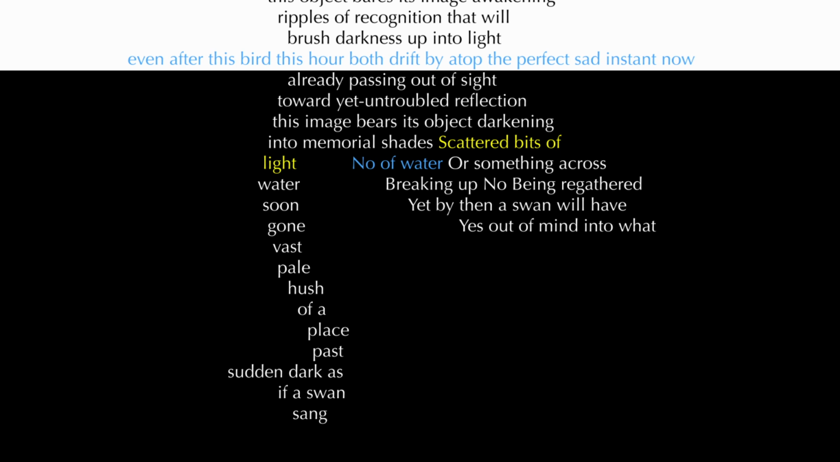"no" of water. But then you read, "or something across water," breaking up, as a single thought by the same speaker. From then on, just as the dusk makes it hard to discern solid from water from air, so the two speakers are no longer clearly separated.